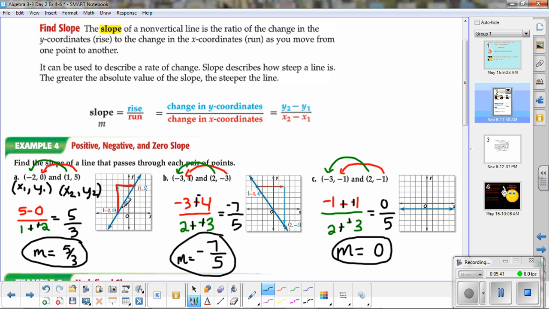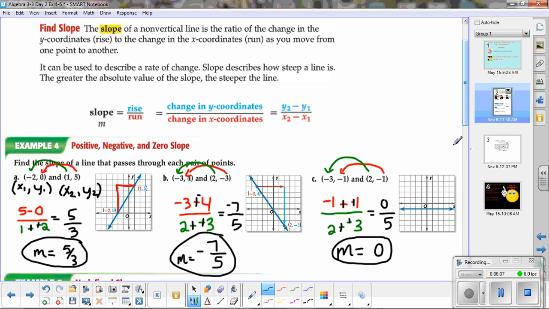One thing that I also want to point out here is notice that this line is going upwards. If you're looking at it from left to right, it's going upward, so it's a positive slope. This one is going downward as we look at the line from left to right, so it's a negative slope. And this one, since it doesn't go up at all, it's just a horizontal line, it's a slope of 0.